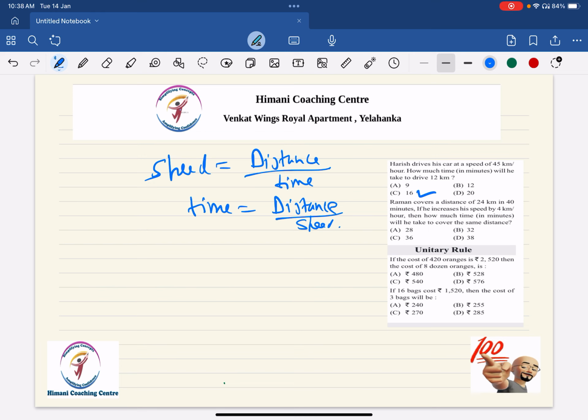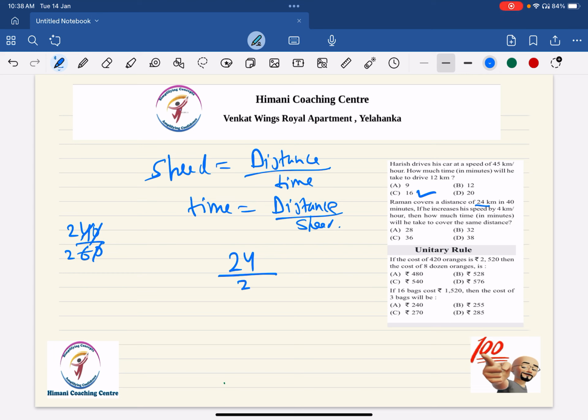So initially the distance is 24 kilometers. So let us write 24 divided by time, which is, see, time is in minutes. So make it hours. So 40 by 60 hours. Why? In 1 hour there are 60 minutes. So to convert minutes to hours, we have to divide by 60. So this will give you 2 by 3.